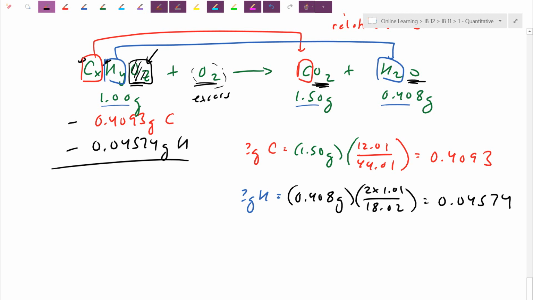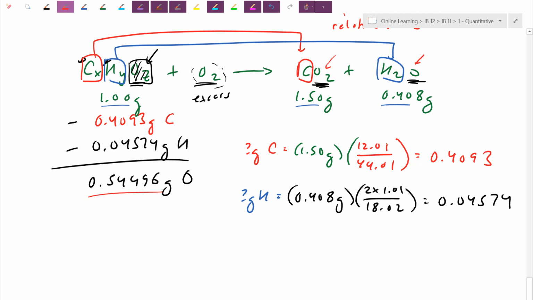So 1 minus 0.4093 minus 0.4574. Double check my numbers. I'm getting 0.54496. Right. That is oxygen that's purely in my compound, not the excess oxygen. If you did percent composition on this side here and found the total oxygen, that wouldn't just be this 0.544 number, because that would contain a lot of the extra oxygen.